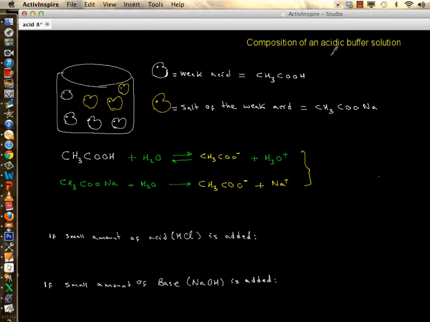One way to make an acidic buffer, a buffer that has pH less than 7, is by adding a weak acid, such as ethanoic acid, to its own salt, such as sodium ethanoate. And the question is, why do I need salt in this buffer? What is the role of the salt?